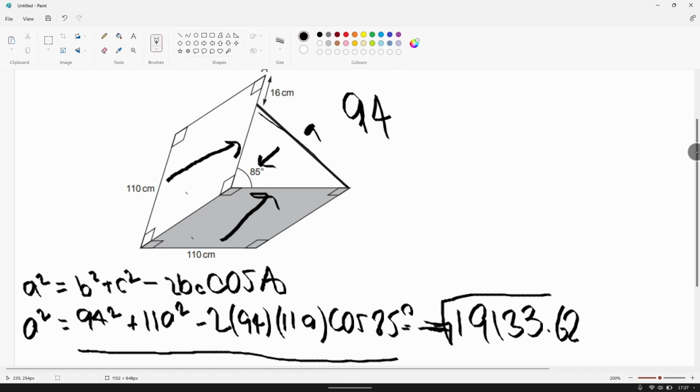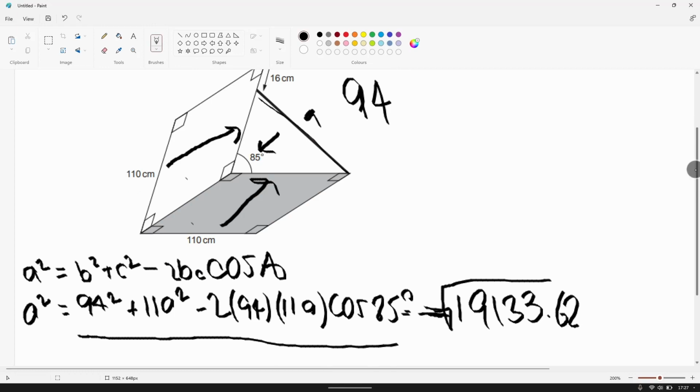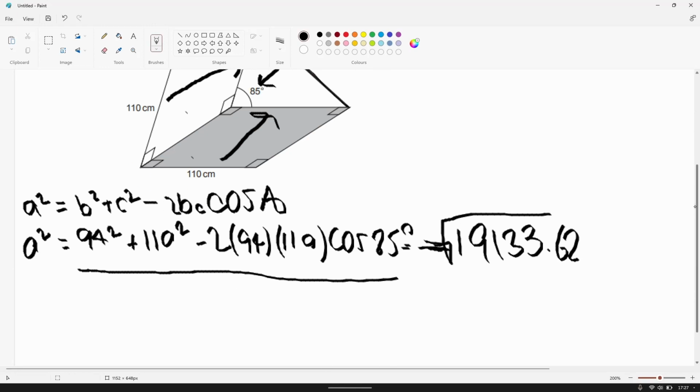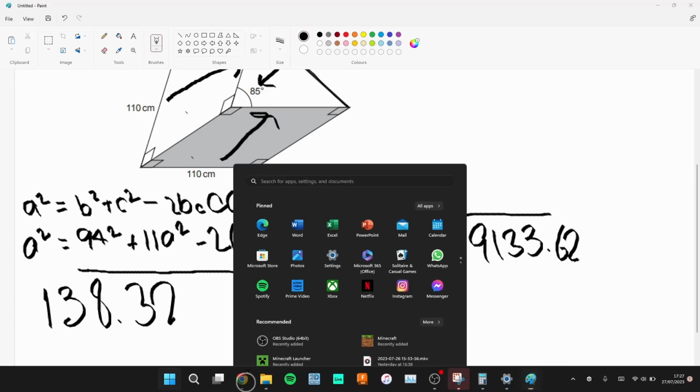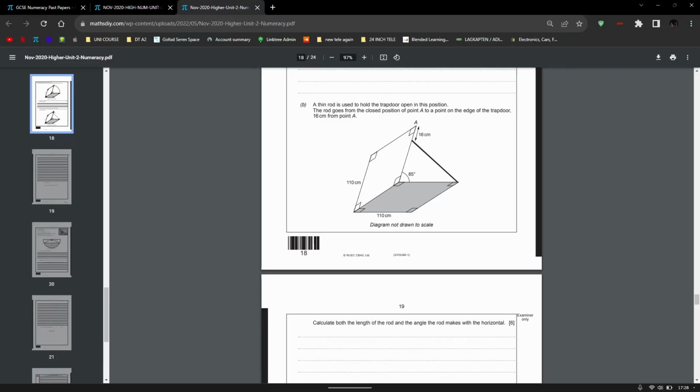I wouldn't say a hypotenuse, that's not true, but it would make sense for it to be the longest here. Okay, so that's 138.32. So we've got the first part, we've got the length down. Length is all good.